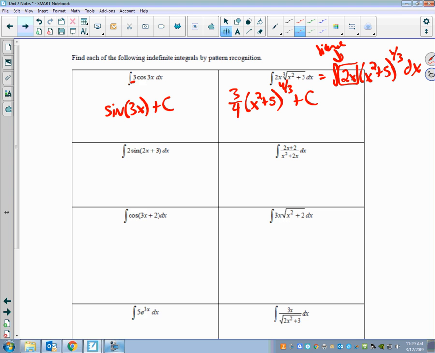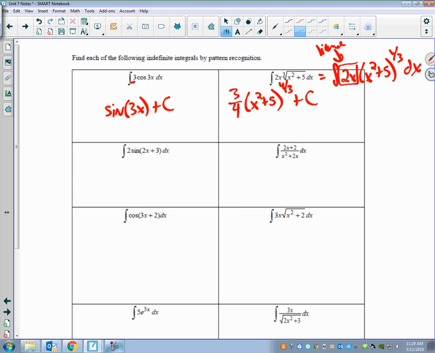And again, you can check this over here to the side. If you did the derivative of this, it would be 3/4 times x squared plus 5 to the 1/3 times the derivative of the inside. Oh wait, I forgot to bring down my 4/3, didn't I? 4/3. So that cancels, and the 2x matches what's up there. And so if you aren't sure if you're doing it right, you can kind of match it up here.